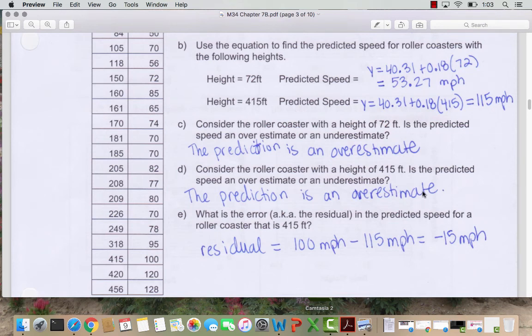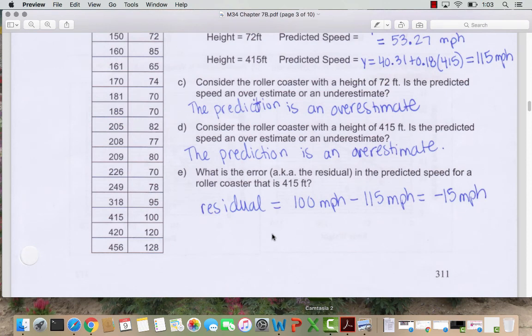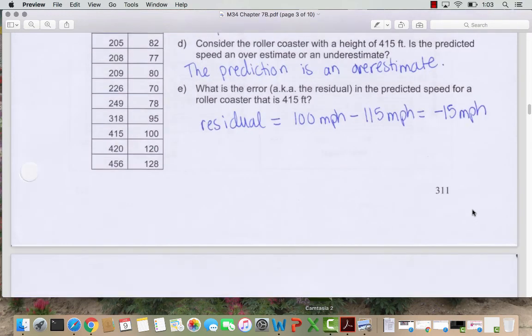So these predictions are both overestimates. So when we calculate observed minus predicted, we're going to end up with a negative residual. So here for this roller coaster that's 415 feet, the observed speed was 100 miles per hour. We subtract the prediction, 115 miles per hour, and we get this negative residual. So residuals, same thing as errors. You can use that term interchangeably, and they're going to be positive or negative depending on which side of the line the actual data falls on.